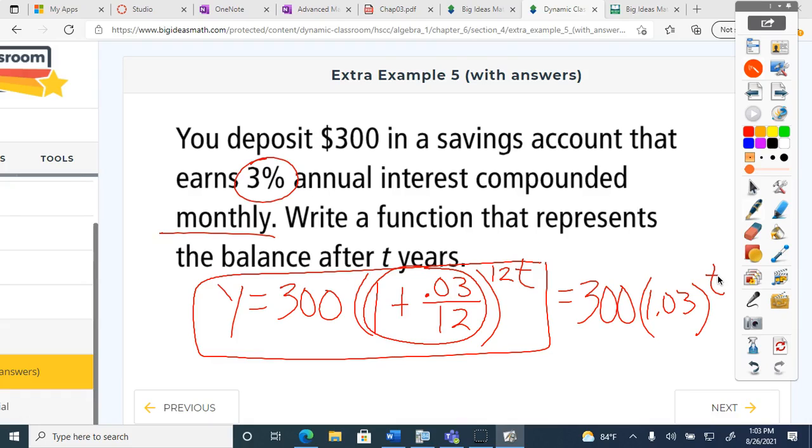Any questions? We're going to do, I think, one more example. You got one more? You got a question? What time do we leave? In 25 minutes.